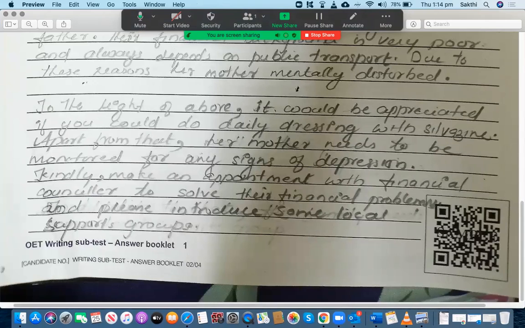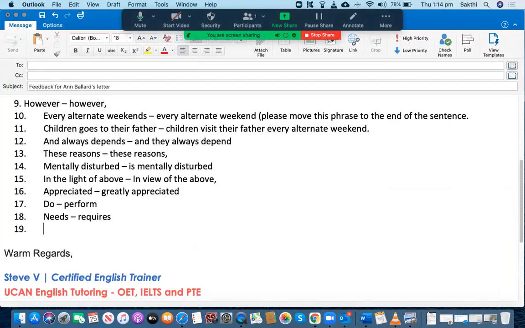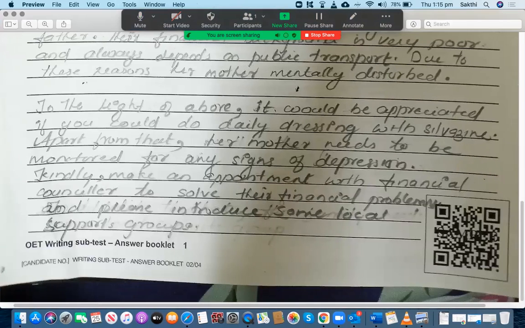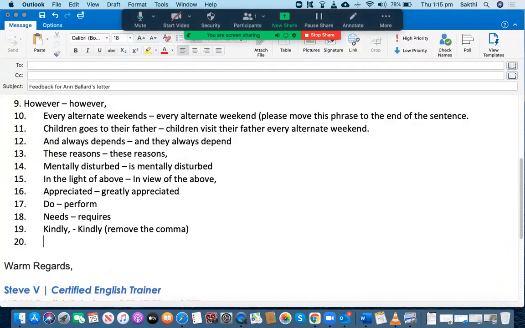That's okay. Good. Kindly make an appointment. Kindly, after that, you don't need to place a comma. There is no need to mention a comma. It's just kindly only. So remove the comma, please. Kindly make an appointment with financial counselor. Okay, with all the professions, you need to use either an article, a, an, or the. So a financial counselor.